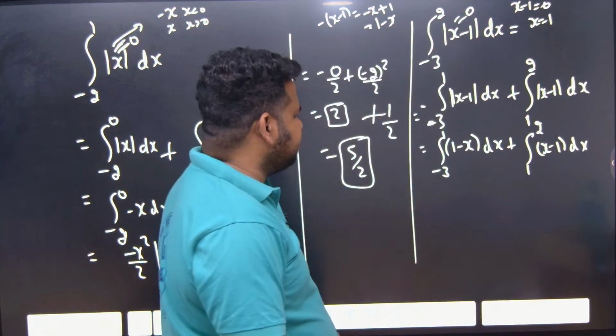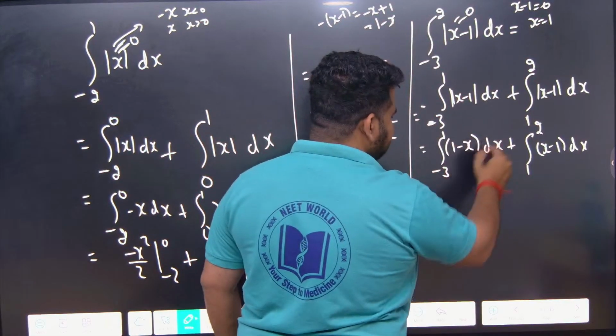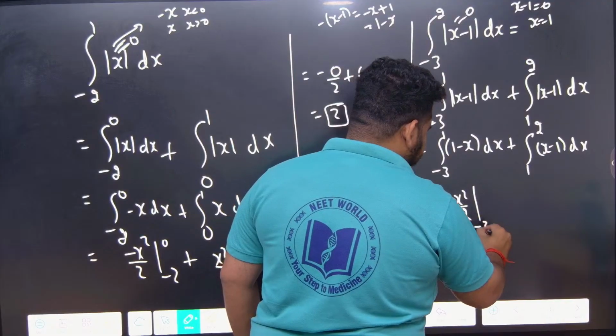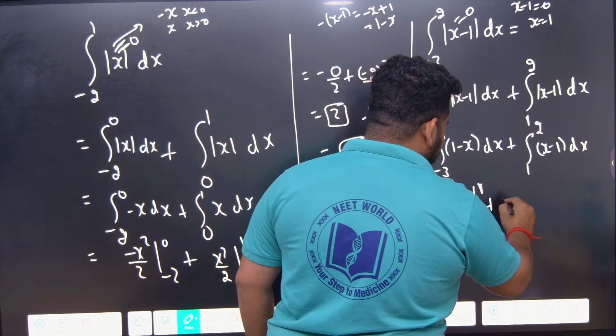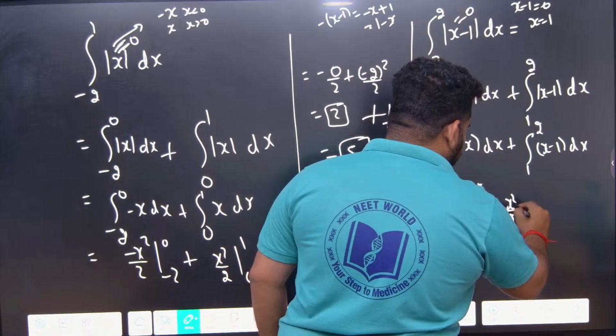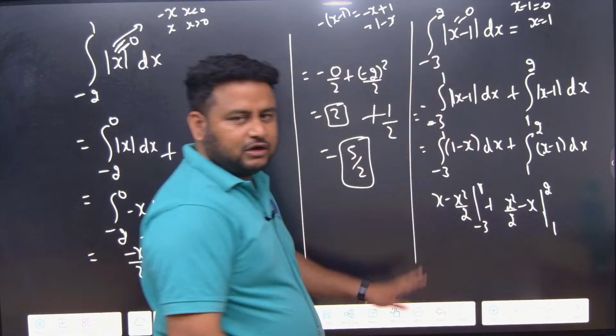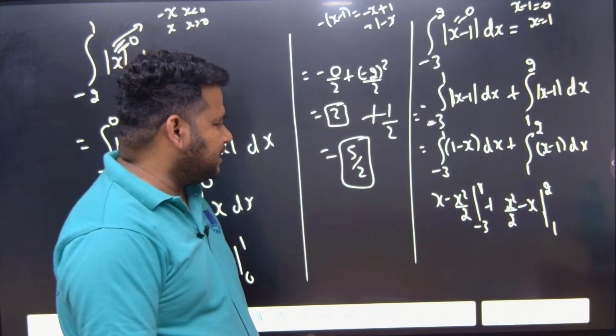Now let us integrate this. 1 will become x, so we get x minus x square by 2, with limits minus 3 to 1. And the second is x square by 2 minus x, with limits 1 to 2. Now just put the values, upper limit minus lower limit.